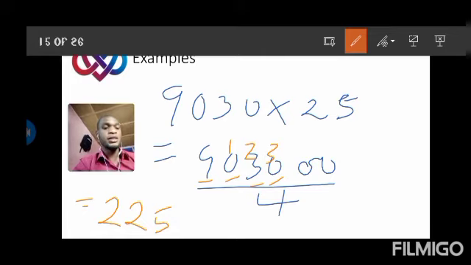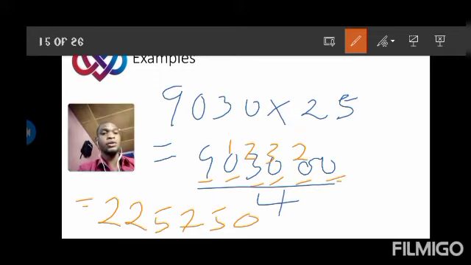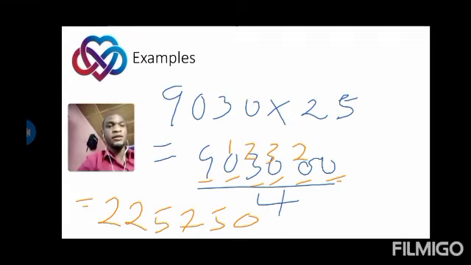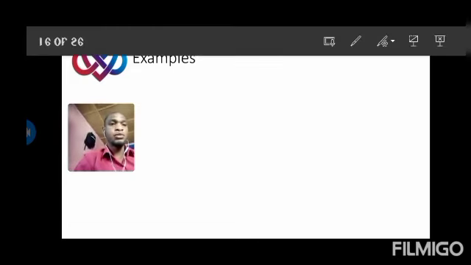So 10. 4 in 10 is 2, remainder 2, because 4 times 2 is 8. 10 minus 8 is 2. So 4 in 20 is 5, because 4 times 5 is 20. You are left with 0. Add your 0. So the answer will be 23,250. That's going to be the answer. So let's take more examples on that.